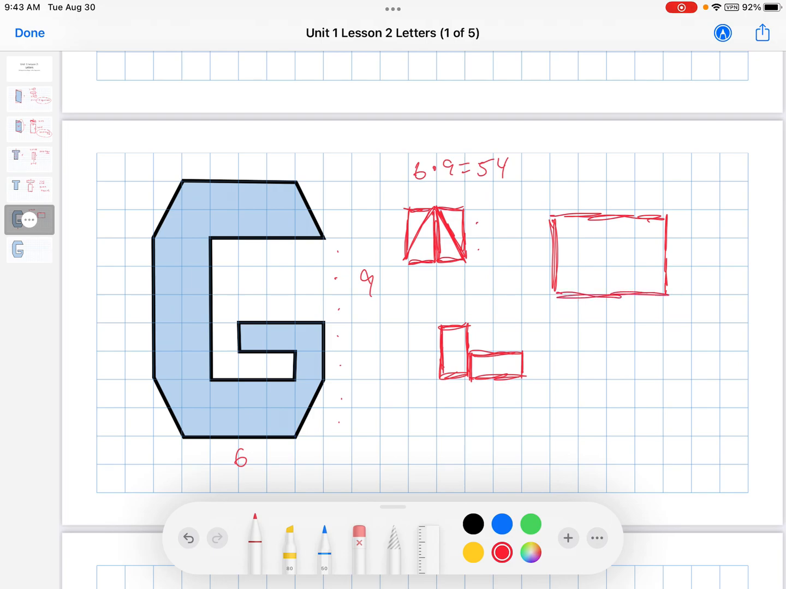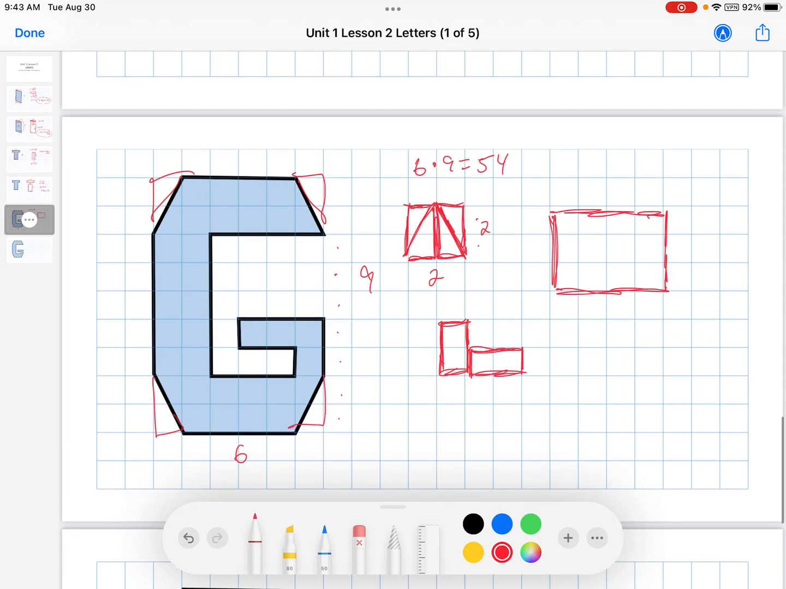Well, this is 2 by 2, making up the 4 triangles. This one, this one, this one, and this one. And 2 times 2 is 4. This is 1, 2, 3, 4. So that's 4.